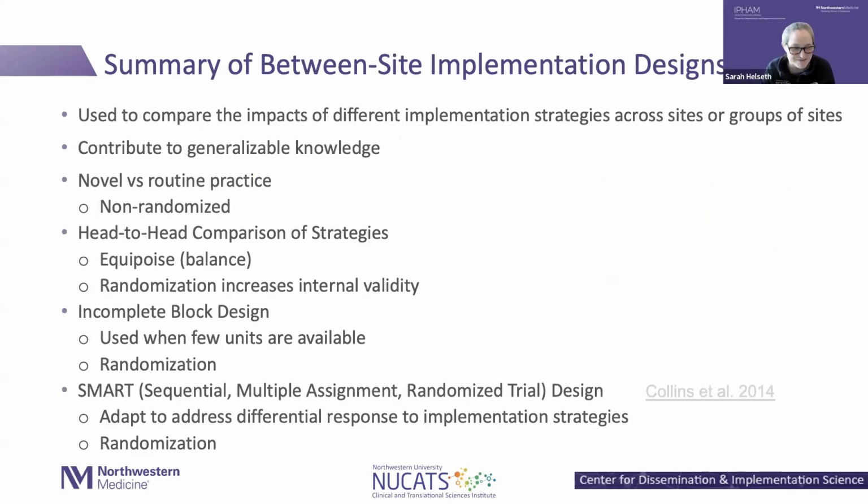And as we mentioned, we're going pretty quick with this. So some of the different things to consider are which research questions you're interested in and what information you're seeking. You want to make sure that whatever you're finding, you're contributing to generalizable knowledge. That is a goal of implementation science. As I mentioned earlier, we were talking about novel versus routine practice and head-to-head comparison strategies. Oftentimes within head-to-head comparison, you do use randomization because that can increase internal validity.